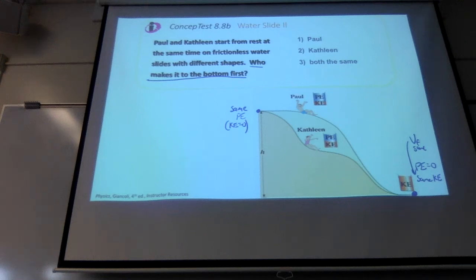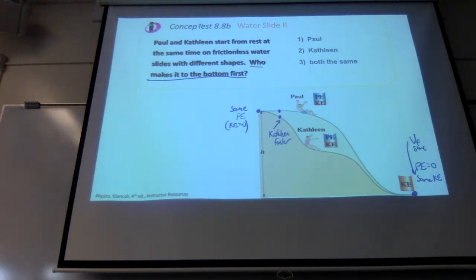Okay? Maybe that still doesn't help us answer the question. I don't know. What can you tell me if we were to look at when Paul is right here compared to when Kathleen is right there? Kathleen is going faster. Yeah, Kathleen there's moving faster, right? Because Paul still has almost all of his potential energy, but Kathleen's lost a little bit, which means she's gained some kinetic energy and some velocity. So at this point, Kathleen's moving faster.